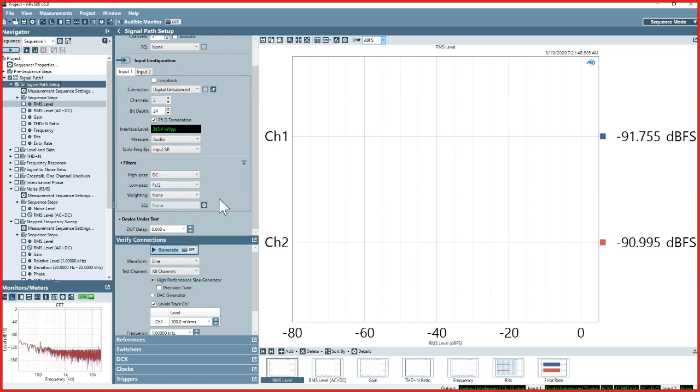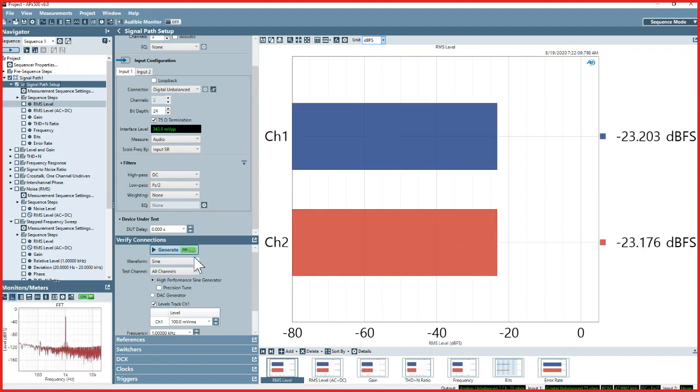And I'll down the road make some measurements, and those measurements I'll make specific choices, but I'll just go ahead and say that I want the interface itself to be DC coupled. Now, to verify that this is all actually up and running, I can verify my connection by turning on the signal generator. I'm generating a 100 millivolt signal, and I'm getting a response back from the device of about -23 dBFS. And again, in the lower left-hand corner in our input signal monitor, we can see the spectrum of that signal as well.